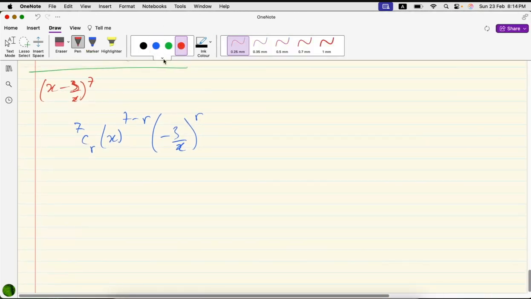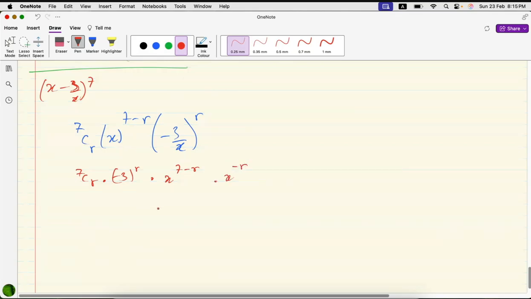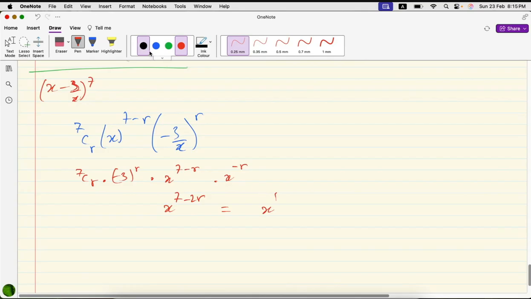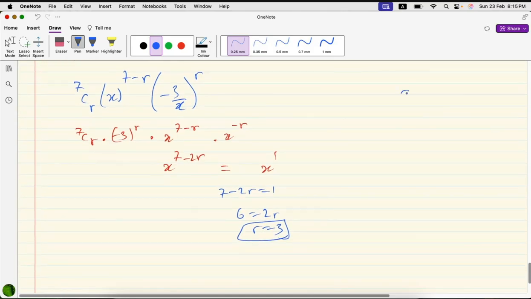So I'm separating the numbers and the variables. I'm writing 7cr into minus 3 raised to power r into x raised to power 7 minus r, and I'm taking that in the denominator, so it becomes x raised to power minus r. If I just look at the x, this is now x raised to 7 minus 2r. So it needs to be equal to x raised to power 1. It will be 1 when 7 minus 2r is equal to 1, 6 is equal to 2r, r is equal to 3. When r is 3, then the power of x is 1.